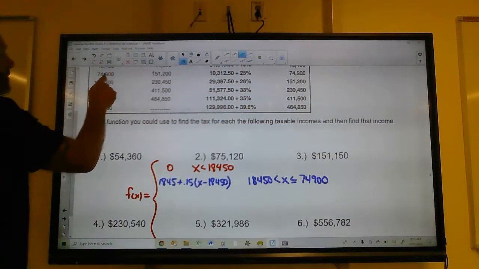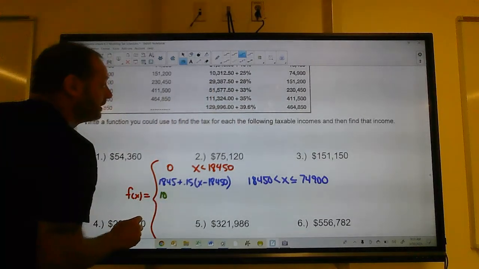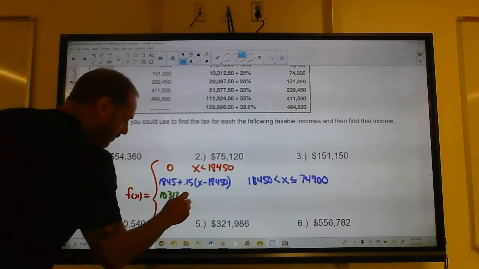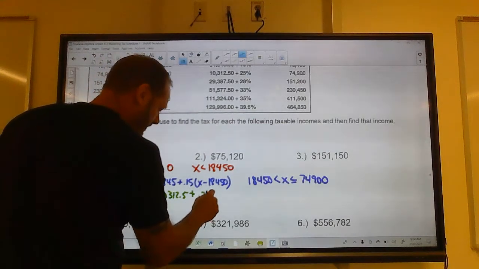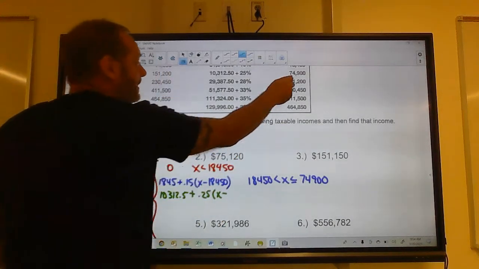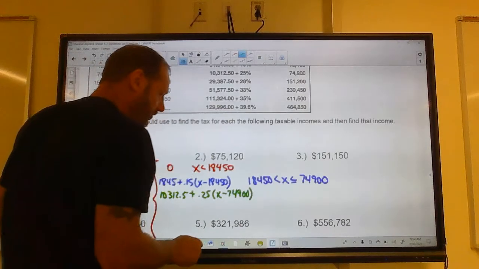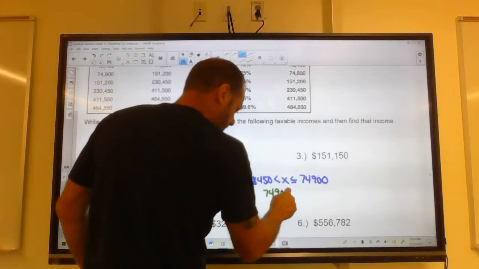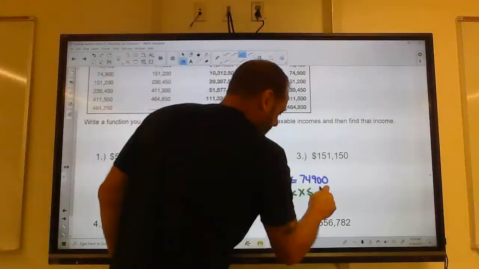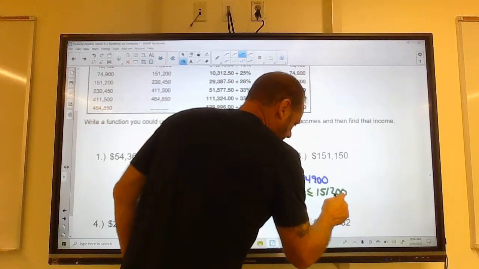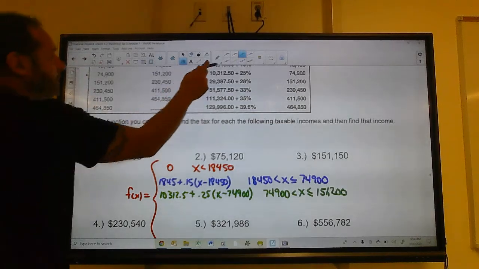Okay, next I'm going to do this section right here. So my tax is going to be 10,312.5 plus 0.25 times (x minus this number right here, 74,900) when 74,900 is less than x, which is less than or equal to 151,200. Once you kind of get started on this, then it starts to get easier each line. Okay, that takes care of that line right there.